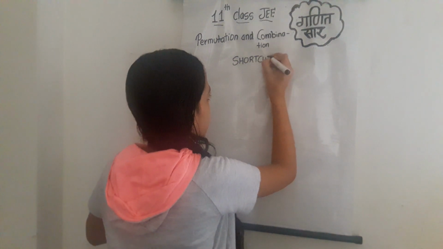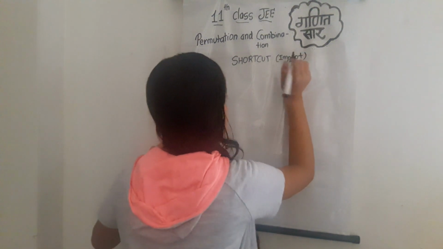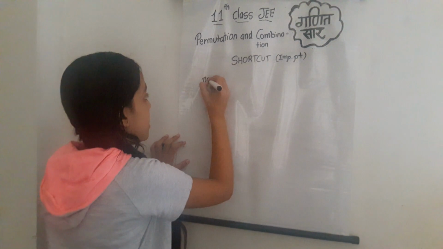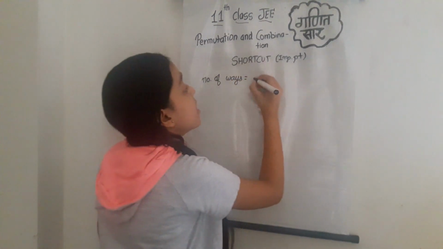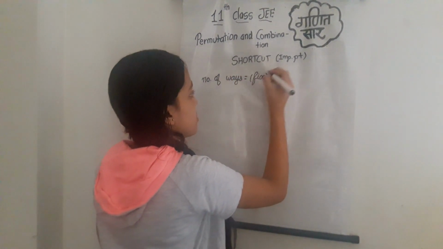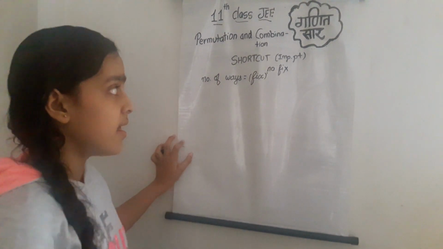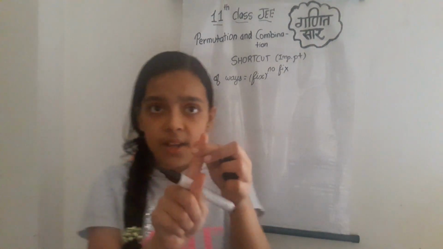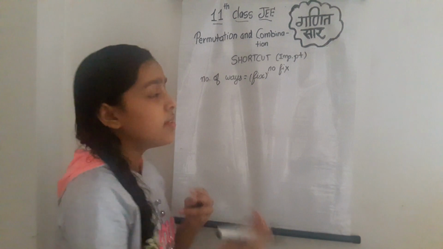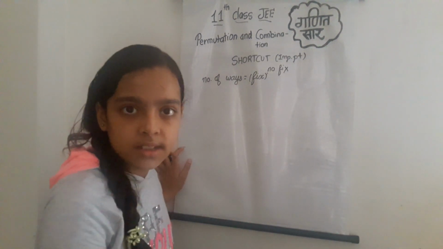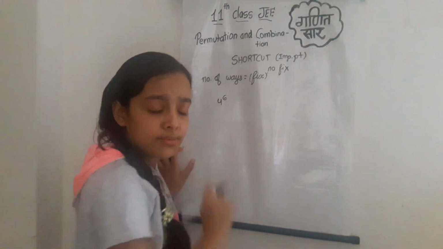Shortcut. And it is a very important point. So the shortcut is that number of ways equals fixed to the power not fixed. So in the previous example, the case was the fingers and the rings. The fingers are fixed, but the rings are not fixed. We can pick a ring, but we cannot pick the fingers. So in the answer, the fingers are fixed. So 4, and the rings were 6. So 4 to the power 6 will be the answer.